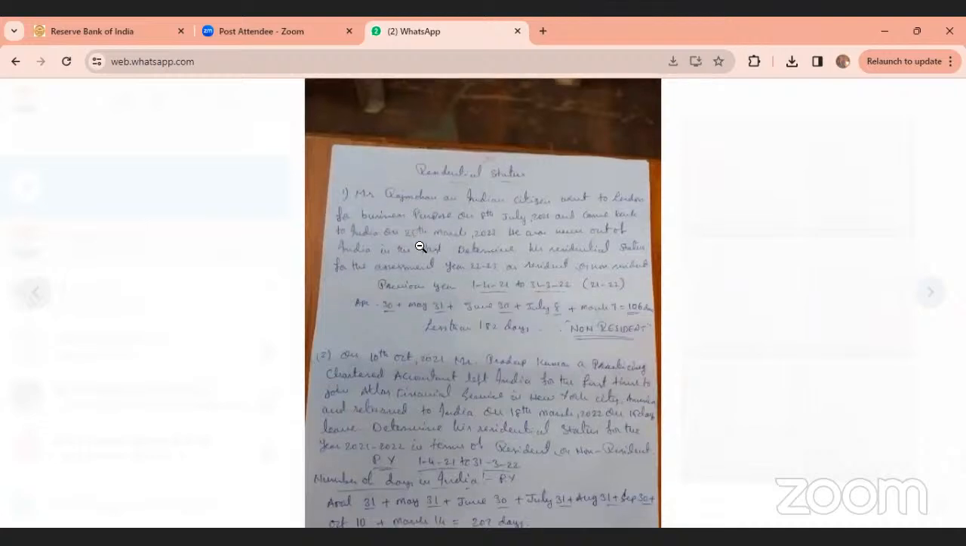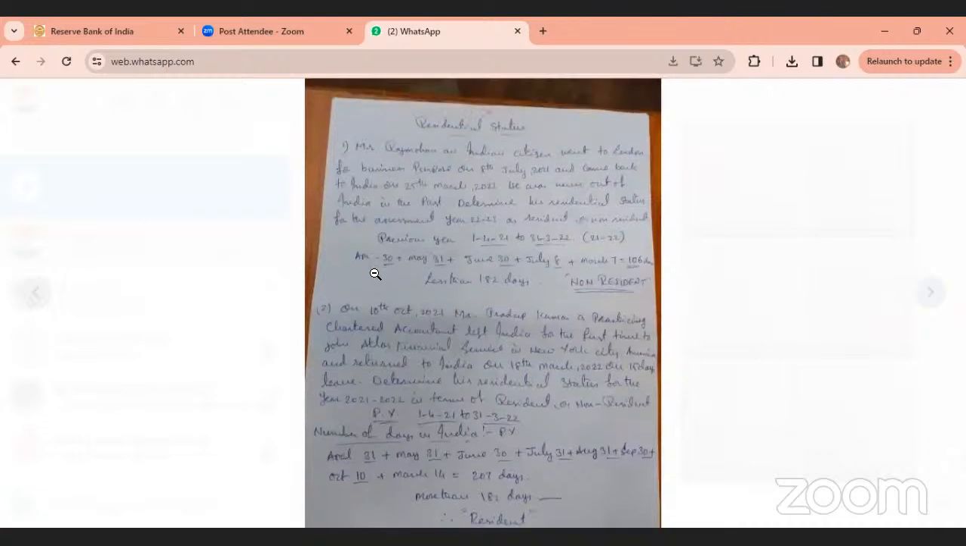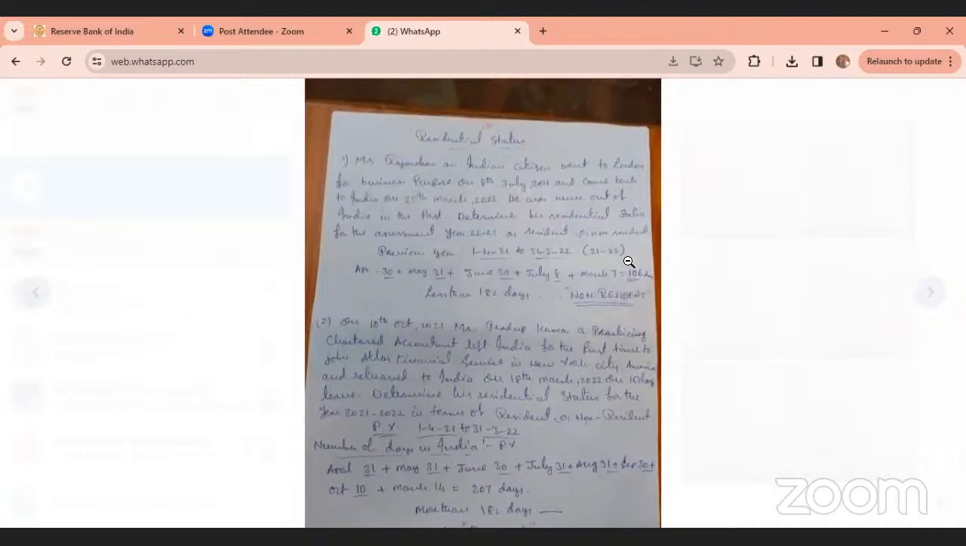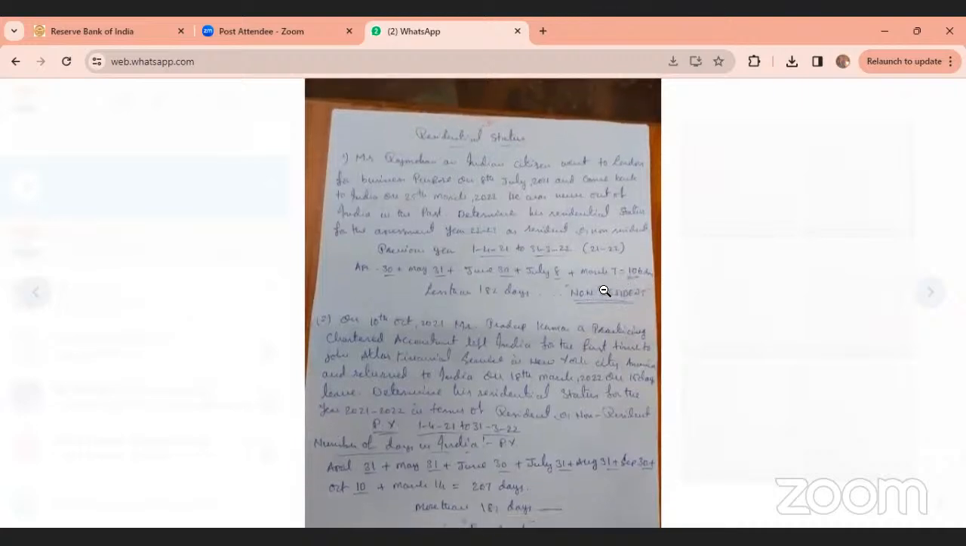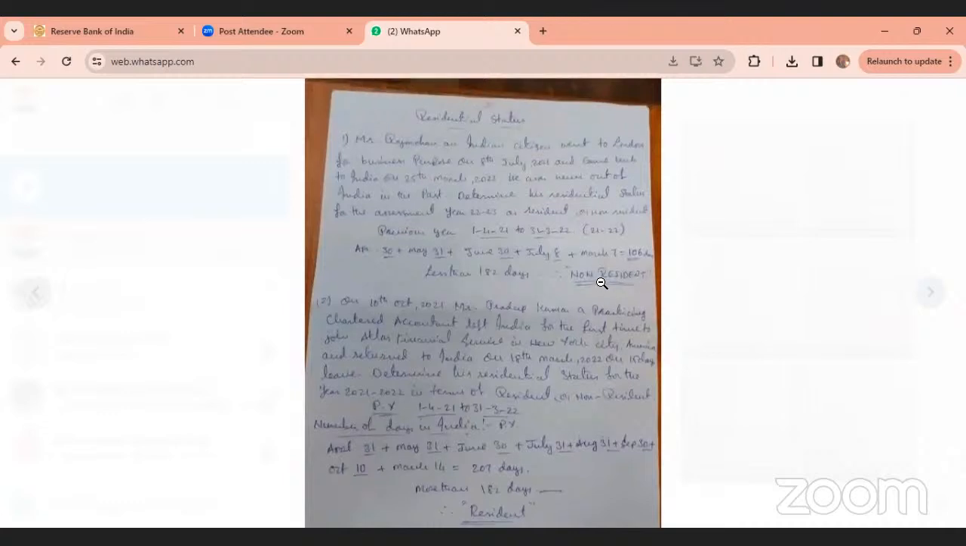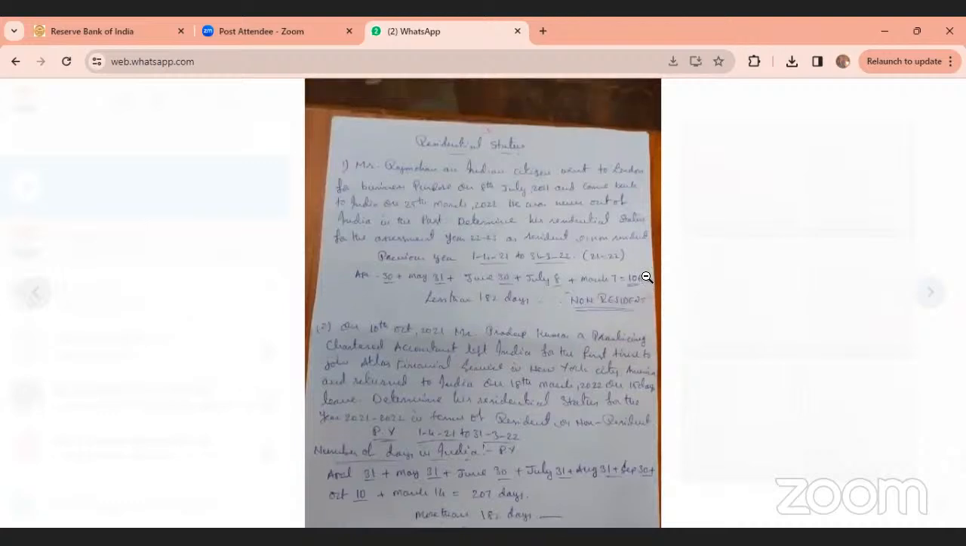So in March, how many days? 31 days. So 31 minus 25, you get 7 days. Okay, so 30 plus 31 plus 30 plus 8 plus 7, total how many days? 106 days only. So what is the basic condition here? In the previous year he stayed in India 182 days. So less than 182 days, now he stayed in India only 106 days.